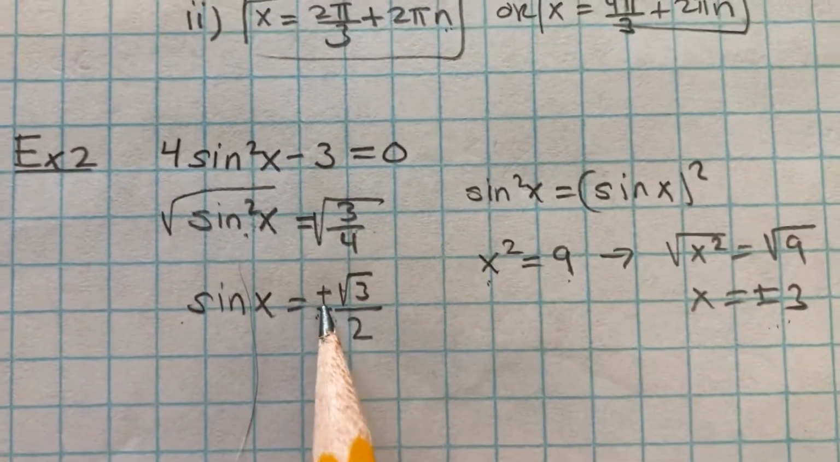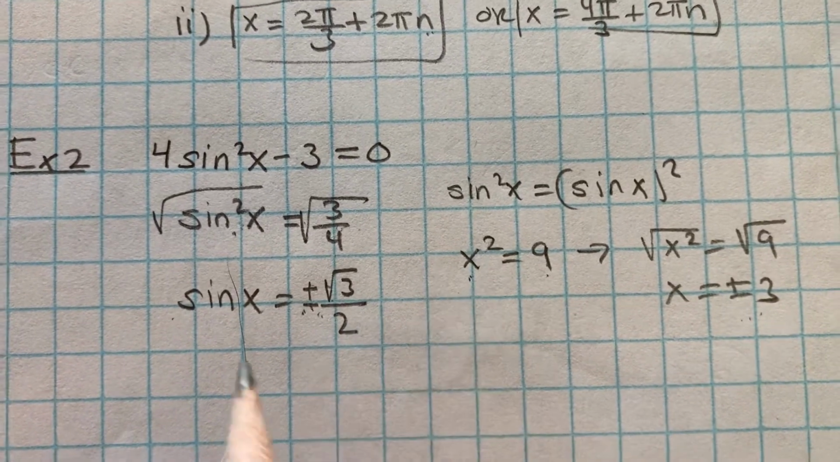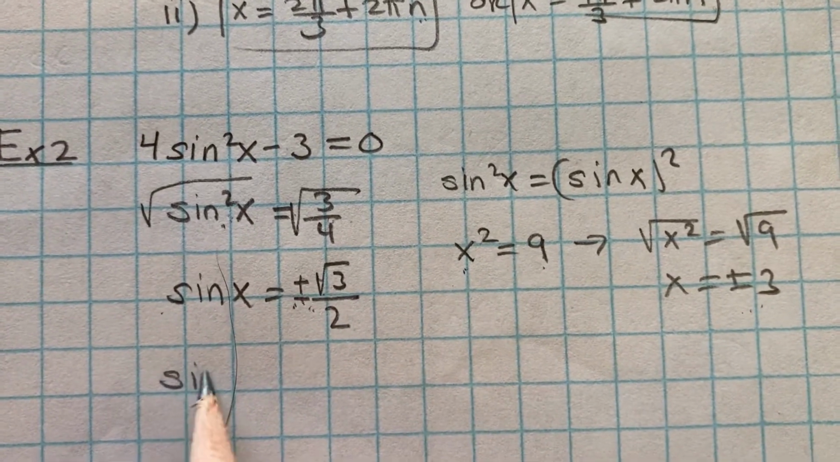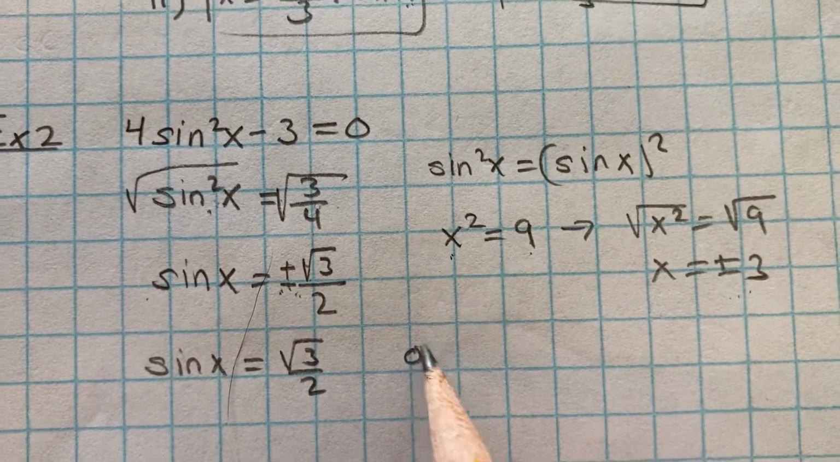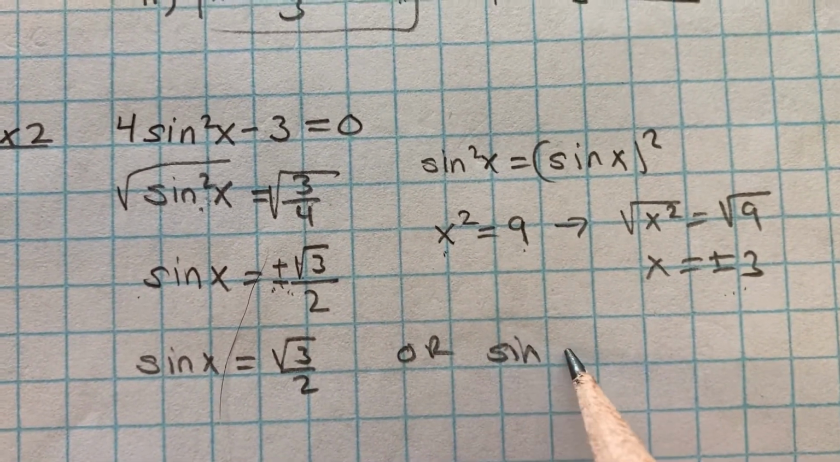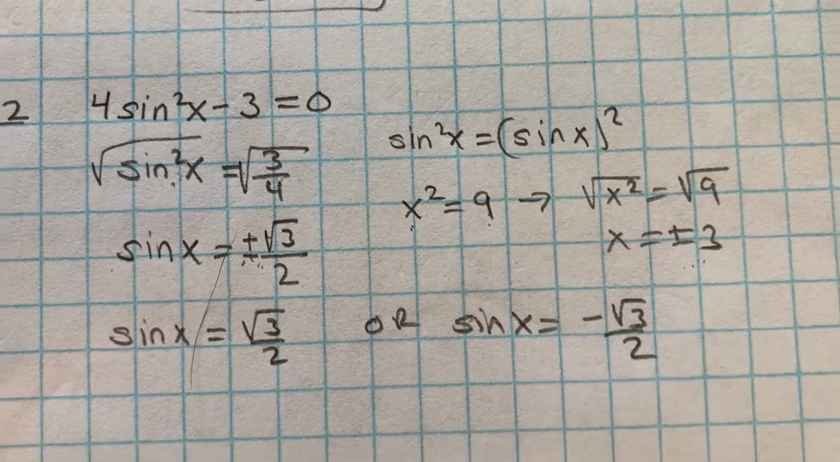And now that you have sine x is plus or minus square root of 3 over 2, you can write sine of x is equal to root 3 over 2, or sine of x is equal to negative root 3 over 2.